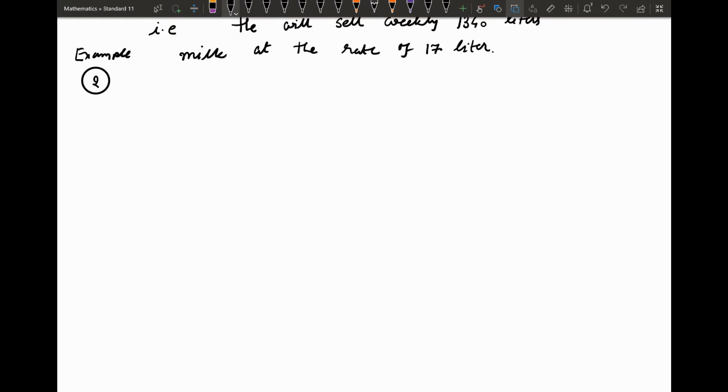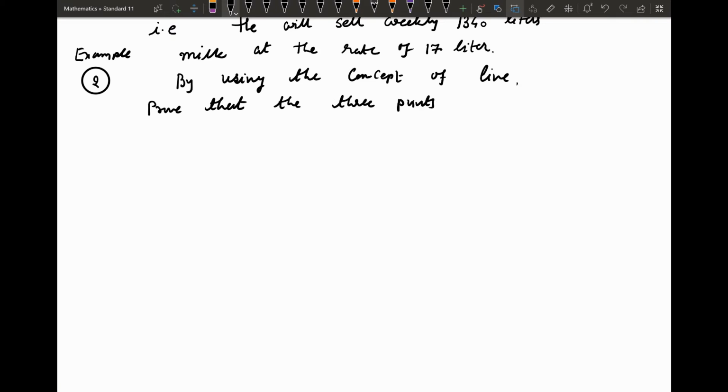The second example is: by using the concept of line, prove that the 3 points (3, 0), (-2, -2) and (8, 2) are collinear.